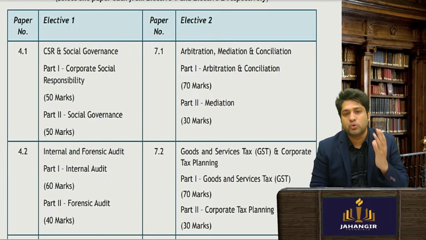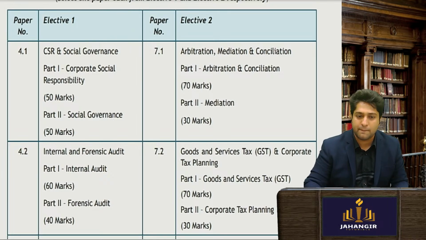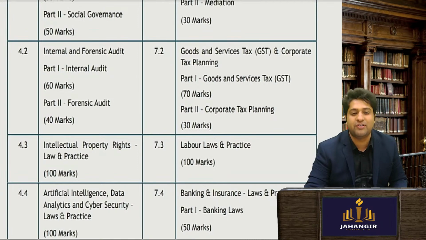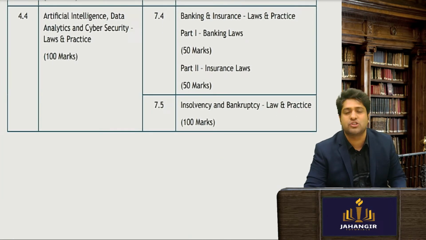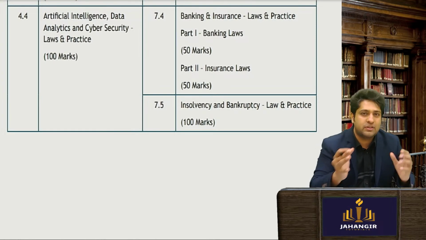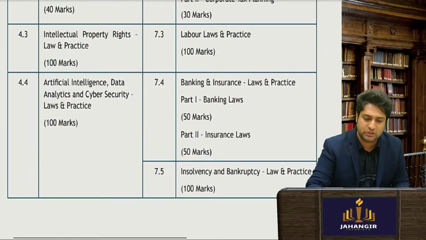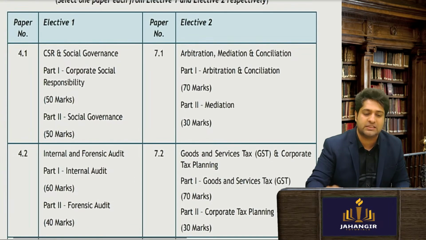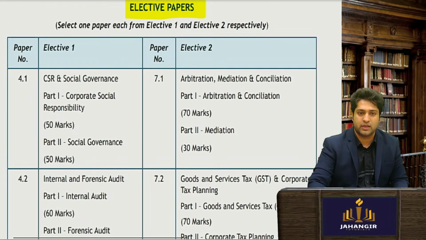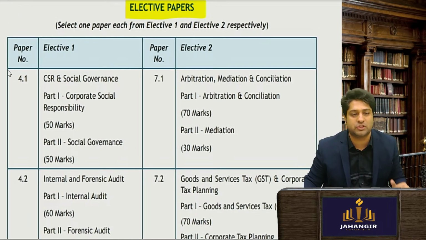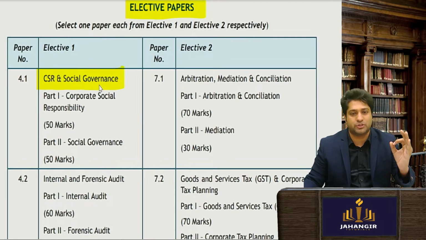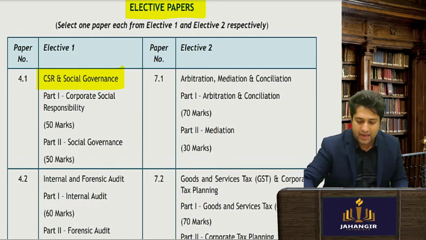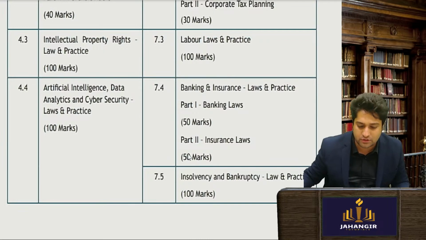Now in group 2 you have arbitration law, you have GST, you have labor laws, you have banking laws, and you have your insolvency and bankruptcy law. Now they have shrunk the optional papers to a few, but I'll tell you the best elective paper to choose. You should always choose CSR and social governance in group 1, and you should go for insolvency and bankruptcy in module 2.